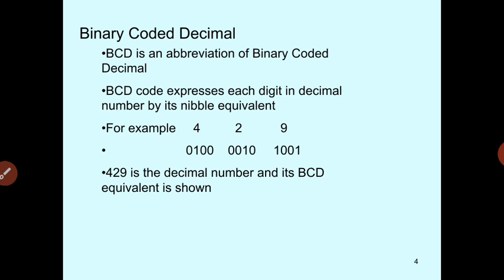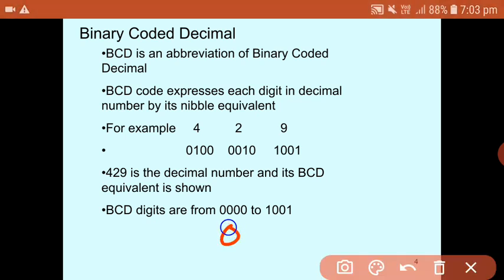Here each decimal number and its BCD equivalent is shown. The BCD digits are from 0000 to 1001, where 0000 stands for decimal 0 and 1001 stands for decimal 9. So 0 to 9 are the decimal numbers, and correspondingly you have their equivalent binary codes. That's why it is named BCD, binary coded decimal.